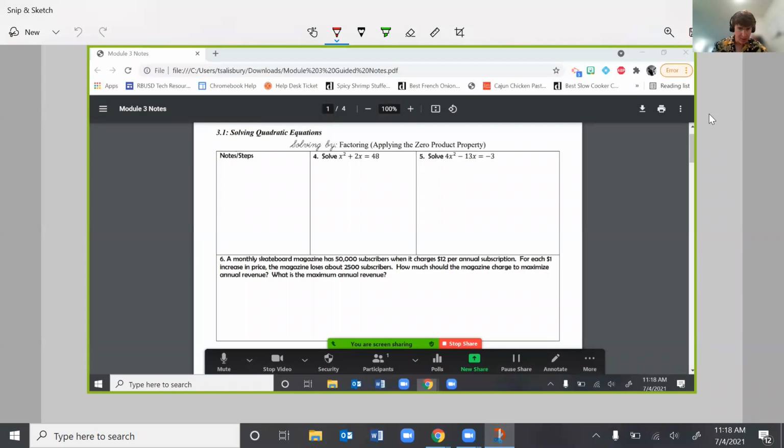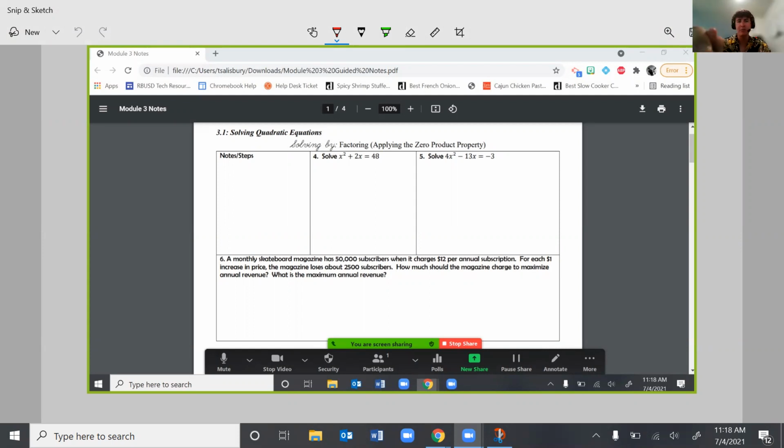All right, let's get right in here. Section 3.1, talking about solving quadratic equations. Last time we were talking about graphing quadratic equations. Now we're actually going to be talking about the way we solve them. A couple ways we could do this. First of all, we're going to start by factoring, which is applying the zero product property.